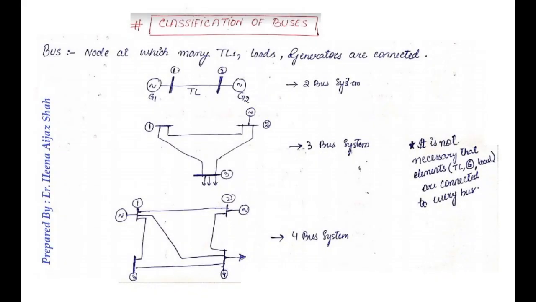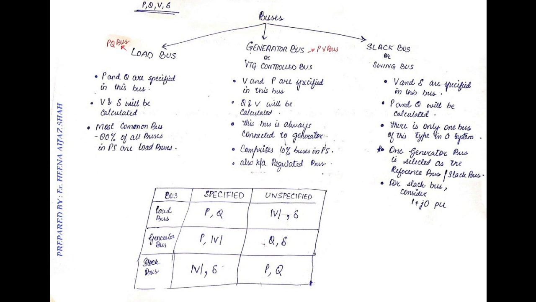Now, coming to the classification of buses. We are all familiar that in any power system, we have 4 quantities: active power, reactive power, voltage, and phase angle. So buses are classified on the basis of these. When 2 quantities are known, we can get the information about the other 2 as well. So the buses are classified into 3 categories: load bus, generator bus, and slack bus.